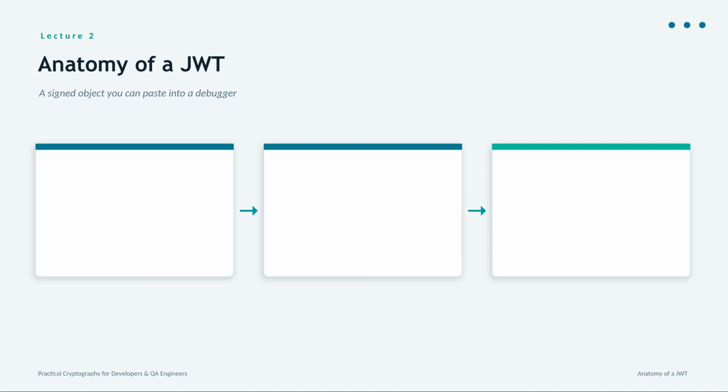A JWT, a JSON Web Token, is everywhere in modern web apps. It's a great example of a signed object you can actually inspect. It has 3 parts separated by dots: a header, a payload with claims like who you are and when the token expires, and a signature. The first 2 parts are just encoded. They're not encrypted. Anyone can read them. The signature is what matters.